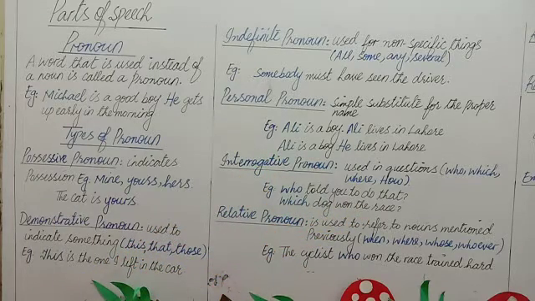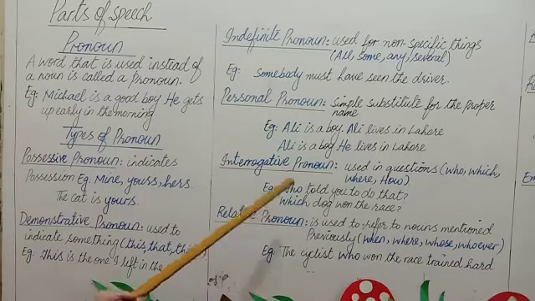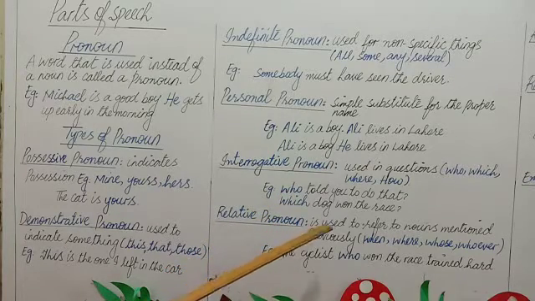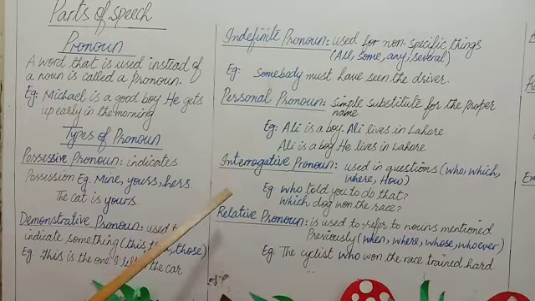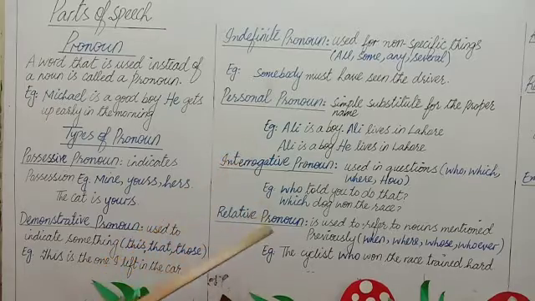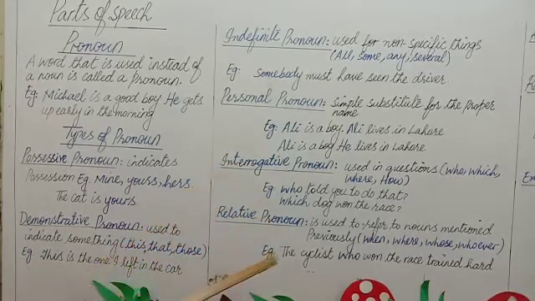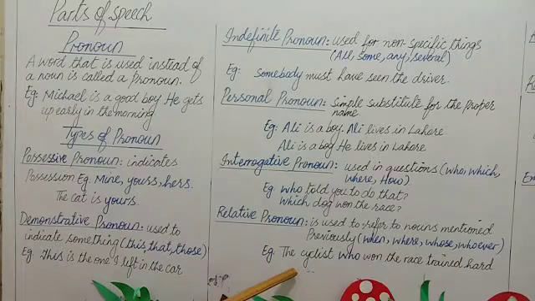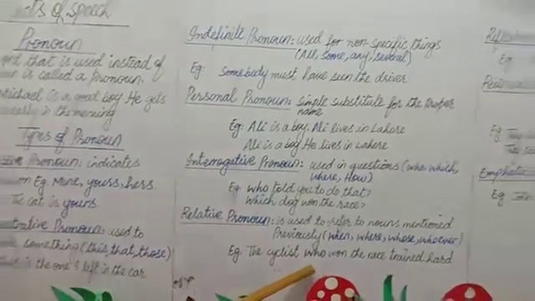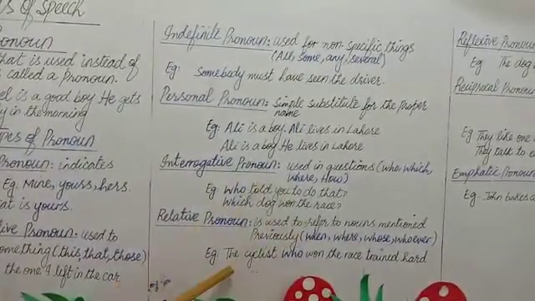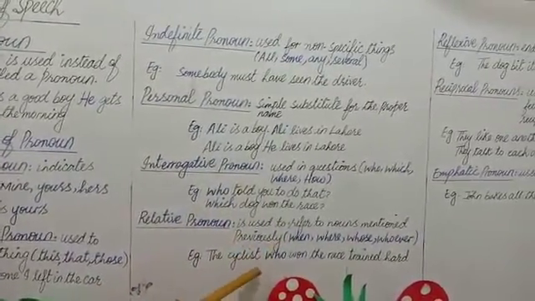Relative pronoun. It is used to refer to the nouns mentioned previously. Means the sentence is written somewhere, and in this sentence we have to mention to whom we are talking and about whom we are talking. For example, the cyclist who rides a cycle, who won the race, trained hard. Who is actually talking about the cyclist, and what he did, he trained hard.